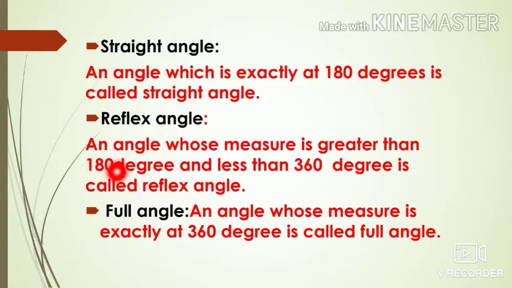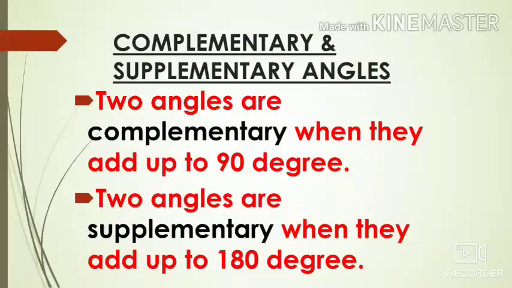Reflex angle. An angle whose measure is greater than 180 degrees and less than 360 degrees is called a reflex angle. Full angle. An angle whose measure is exactly 360 degrees is called a full angle. Based on these angles and the lines, it is further classified into different types such as complementary angles and supplementary angles. Two angles are complementary when they add up to 90 degrees. Two angles are supplementary when they add up to 180 degrees.